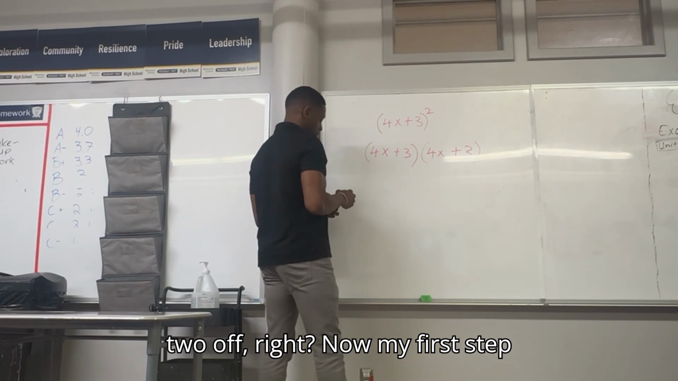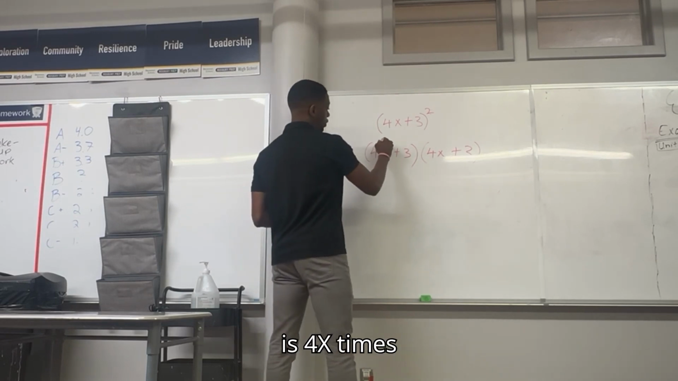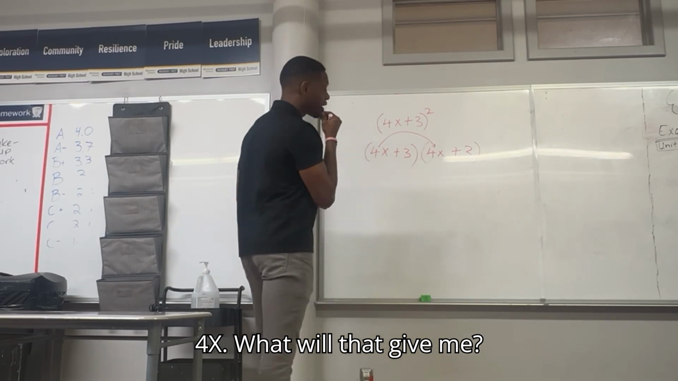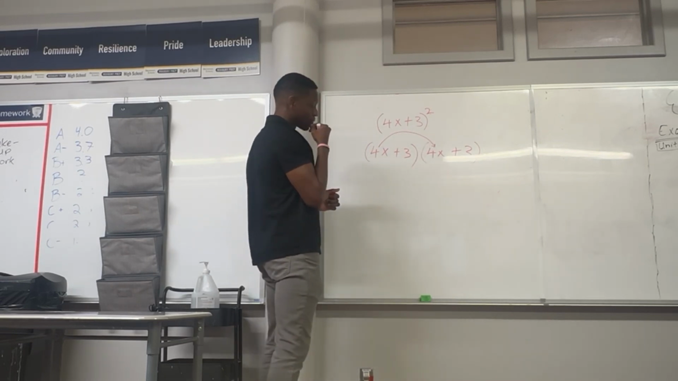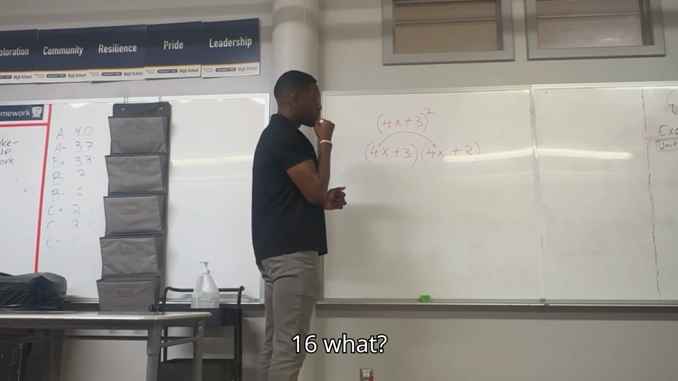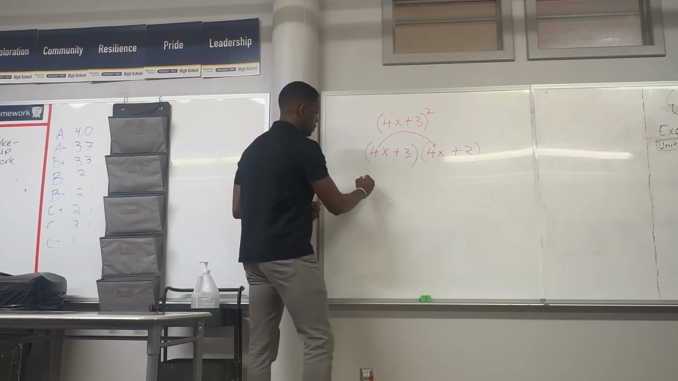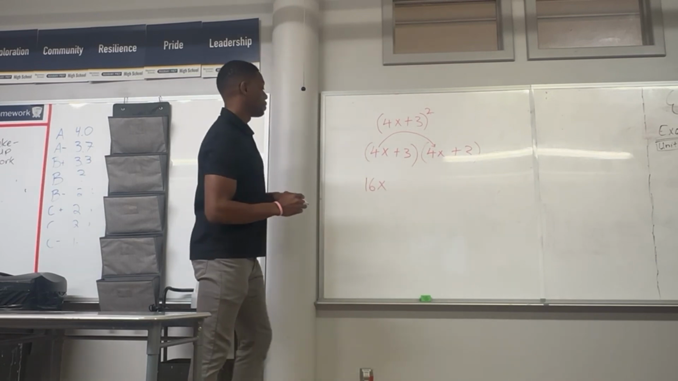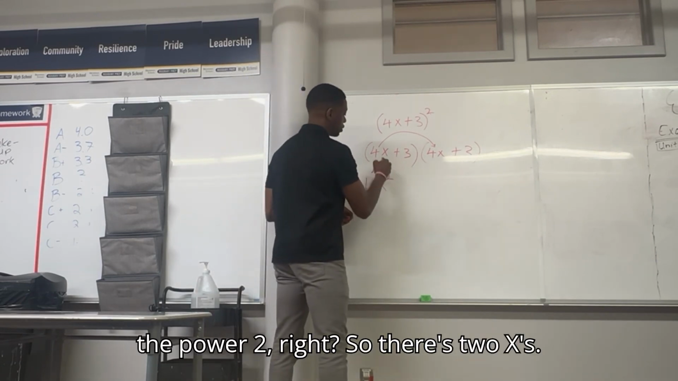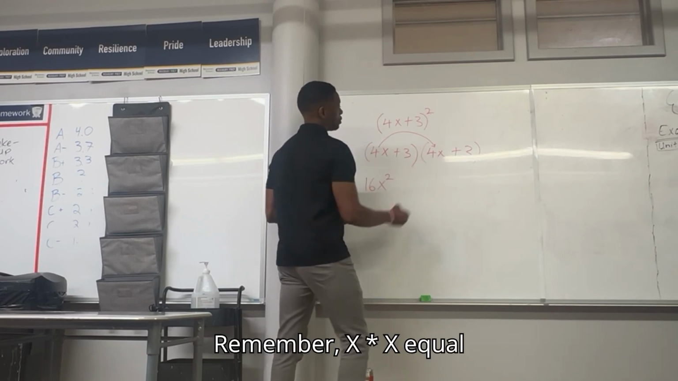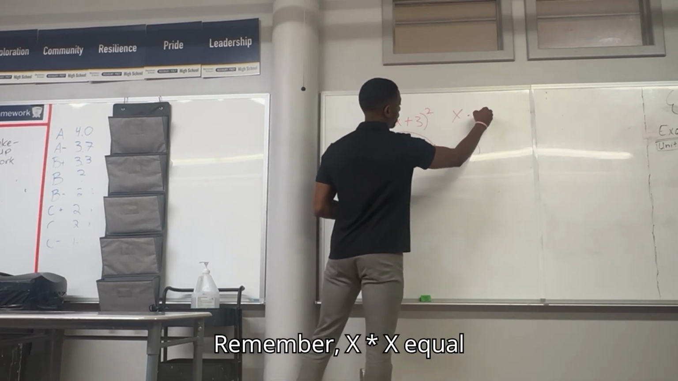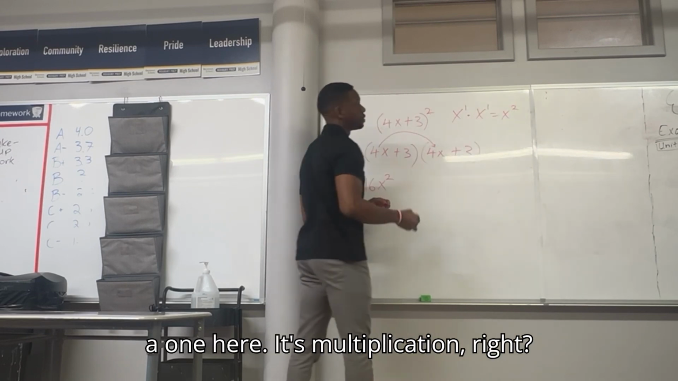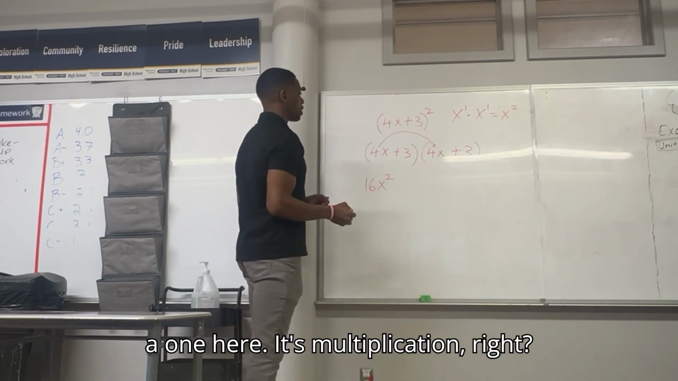Right? Now, my first step is 4x times 4x. What will that give me? What's 4x times 4x? 16 what? 16x what? To the power 2, right? Because there are 2 x's. Remember, x times x equals x squared because there's a 1 here and there's a 1 here. It's multiplication, right? So we're done with that.